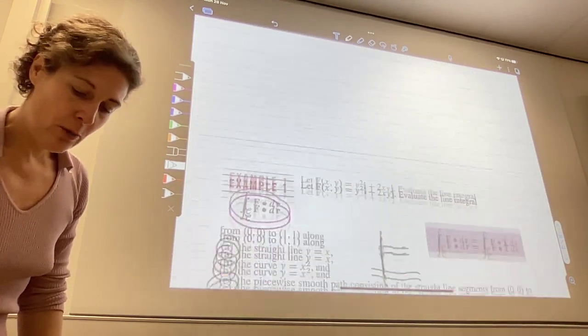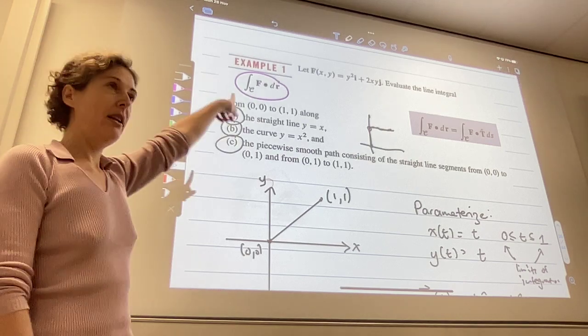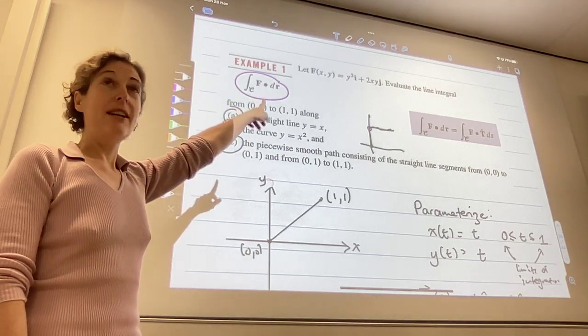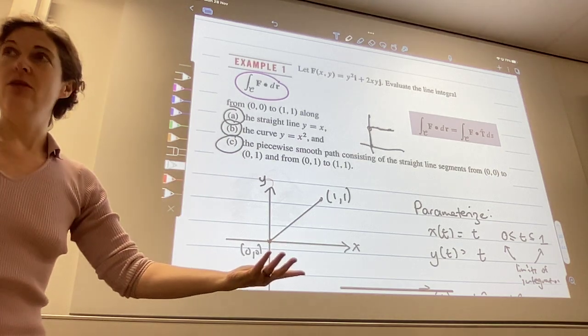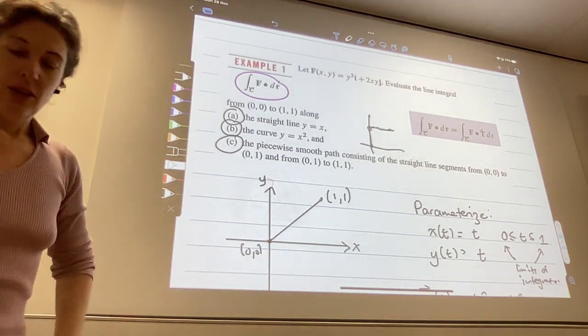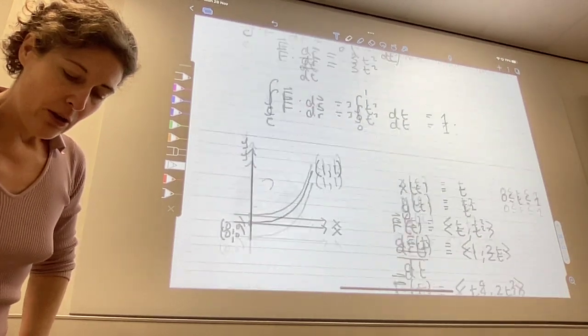So one thing you should go home and check is that this vector field is conservative. And that is the reason why no matter which path we pick, we always get the same value for the integral that we find. Okay.